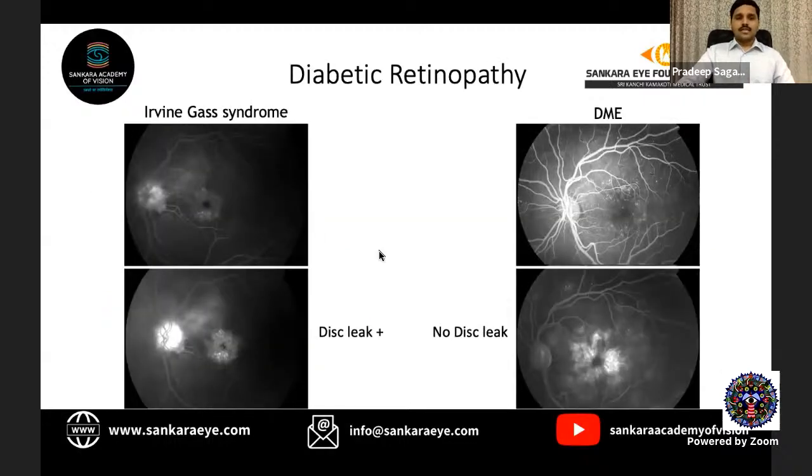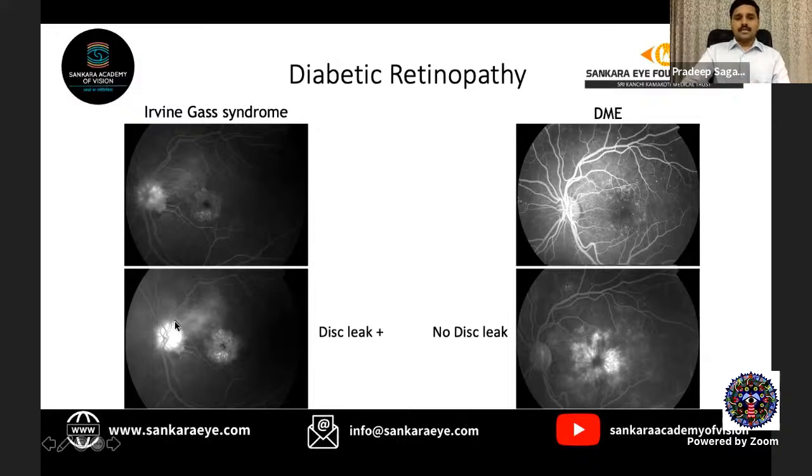So the other indication is to differentiate Irvine-Gass syndrome from diabetic macular edema. We know that post-cataract surgery, the diabetic macular edema worsens, and at the same time, there is also a risk of developing Irvine-Gass syndrome. Which component is predominantly responsible for macular edema would be identified by fluorescein angiography.